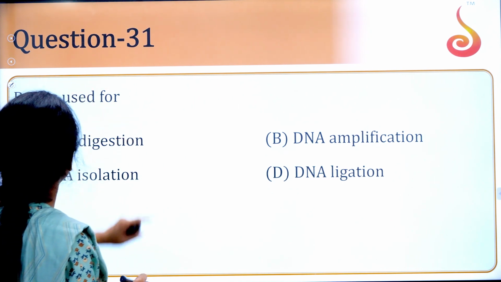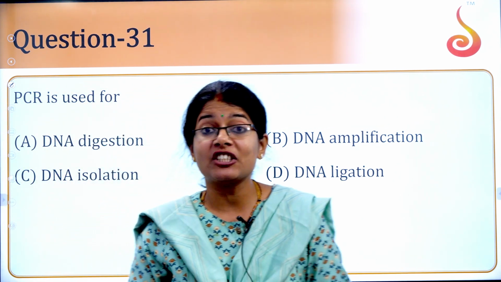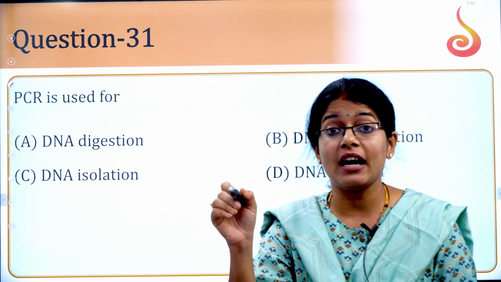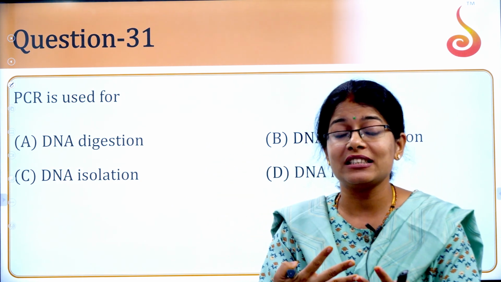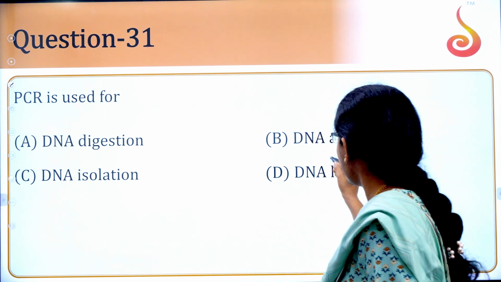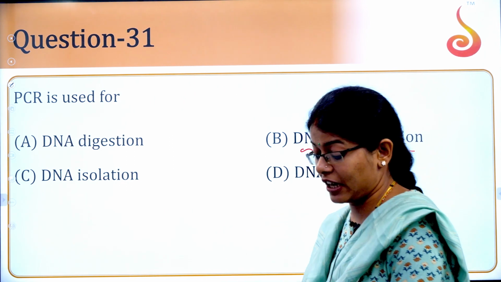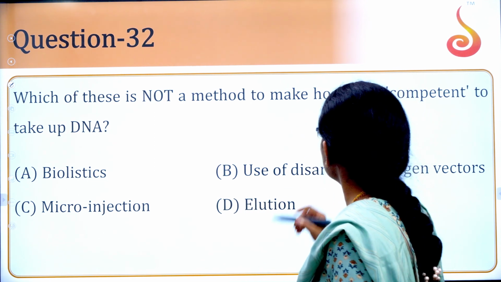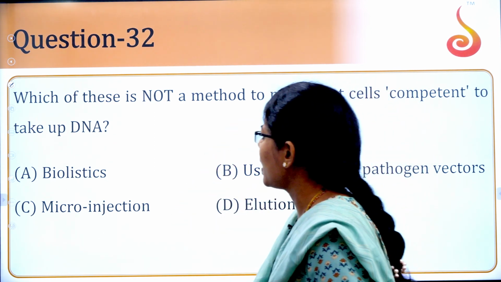Okay. Question 1. PCR. What is PCR? Polymerase chain reaction. Last year there was a question about PCR. Yes, 3 questions were asked repeatedly, and again here you find PCR for DNA amplification. Which of these is not a method to make host cells competent to take up DNA?